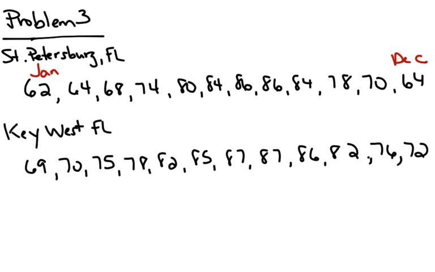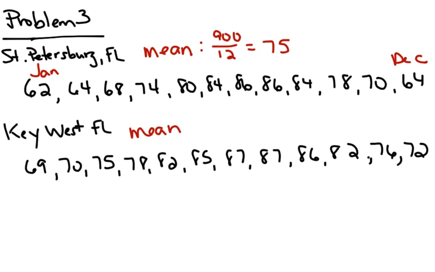In order to do this, I'm going to look at these measures of central tendency. So I want to find the mean for each location. To find the mean for St. Petersburg, you're going to add those 12 numbers together and divide by 12. When you add them all together, you should get 900. And 900 divided by 12 is 75. So for the year, the average water temperature is 75.